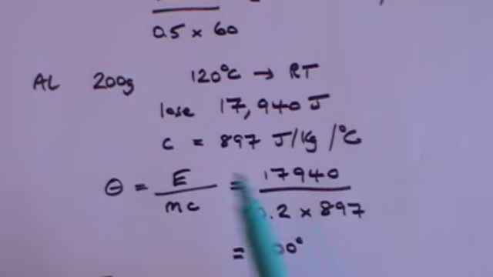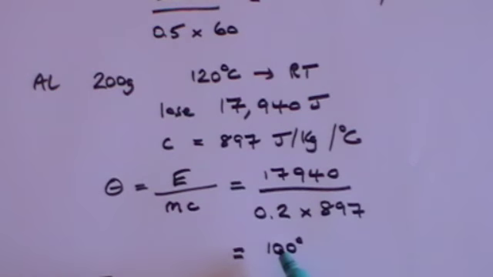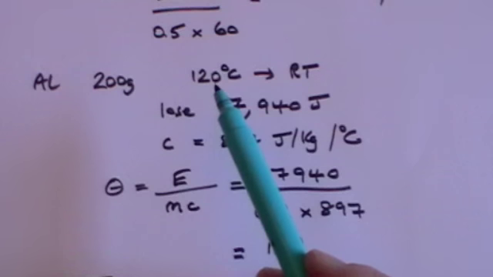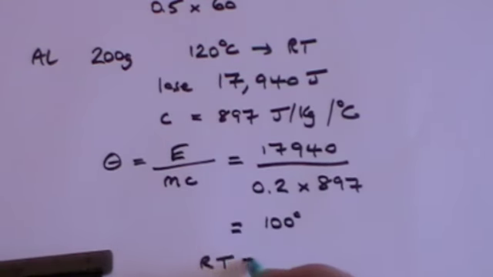Now 100 degrees is the temperature difference. We went from 120 to room temperature, and we're told that the temperature difference is 100, so we went down by 100. If you go down from 120 by 100, you find that room temperature is therefore equal to 20 degrees, because the temperature fell by 100 degrees. Remember that in all these examples we have not changed state. If it's a solid or a liquid or a gas, it always remains a solid, a liquid or a gas when we have these temperature changes.